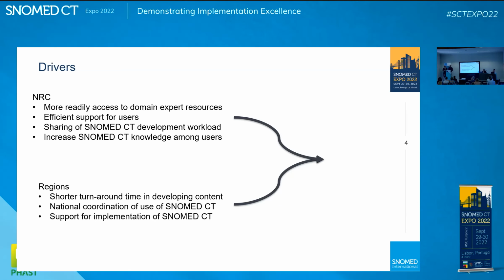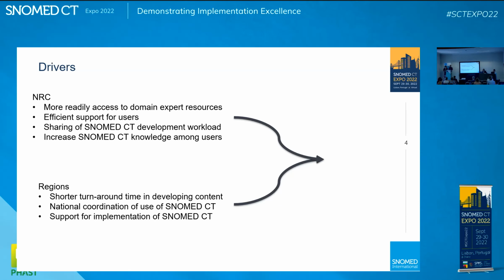We have a lot on our plate, we want to share the burden of maintaining and developing the extension, and we want a good way of educating our users. We want our users to be more involved and learn more, and like having a positive spiral, ever increasing quality in the use of SNOMED CT in Sweden.